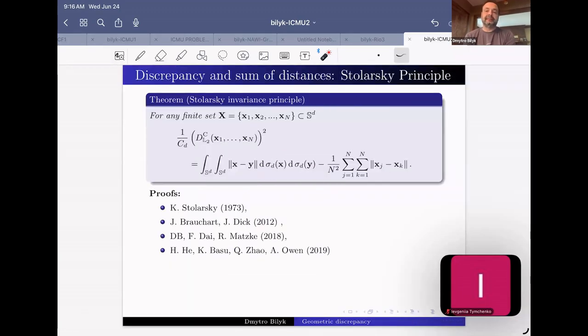There are at least several known proofs of this identity. It goes back to Kenneth Stolarsky, whom I mentioned in the previous lecture, in the 70s. Then there was a paper by Johann Brauchart and Josef Dick in 2012, called a simple proof of the Stolarsky principle. And a little bit later, we simplified that even further. Actually, I wanted to call the paper an even simpler proof, but we added some other stuff, so the paper is called differently. This was together with Feng Dai and Ryan Matzke, and there was yet another proof roughly at the same time. So there was a lot of interest in this identity.